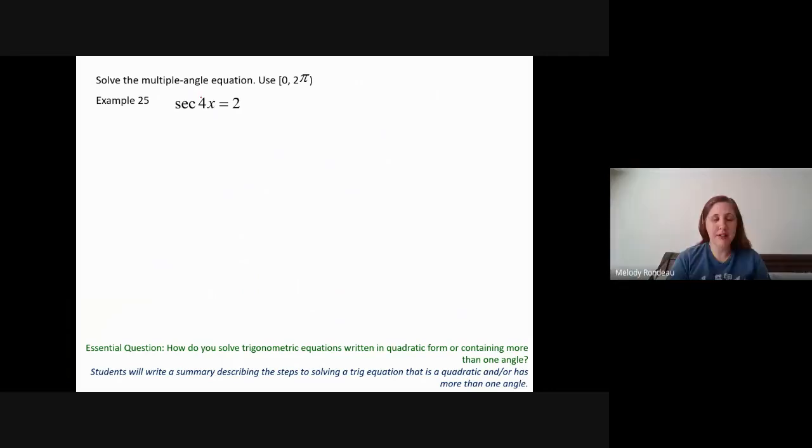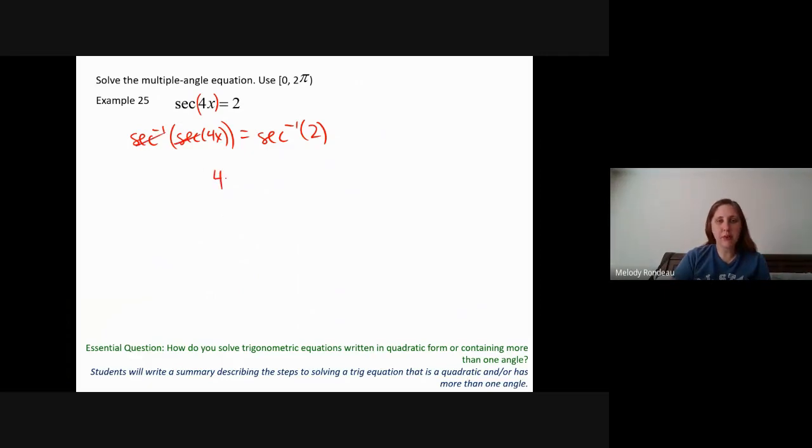I will. Awesome. All right, so here we have secant. This one is set up as secant of 4x. So I'm going to remind us that 4x is the angle. This one, it's already basically solved. We just have to get rid of the secant. So I'm going to do secant inverse of secant of 4x equals my secant inverse of 2. And so the secants go away, and we have 4x equals the secant inverse of 2.